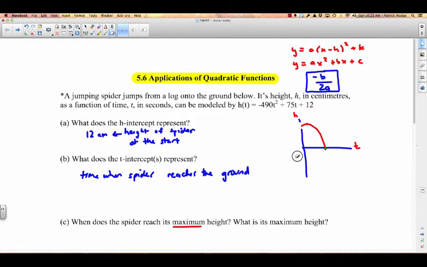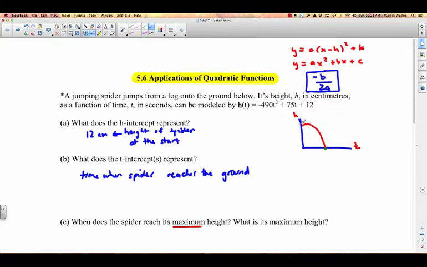Because that's when the time is negative. We're not interested in the time before the starting time. So really, this is all we need to worry about. It'd be nice if I could draw this blue line in here again. Yeah, this is all we need to worry about. The spider's up here on the log. That's the starting point. It jumps up in the air, hits a maximum, and then it comes down.